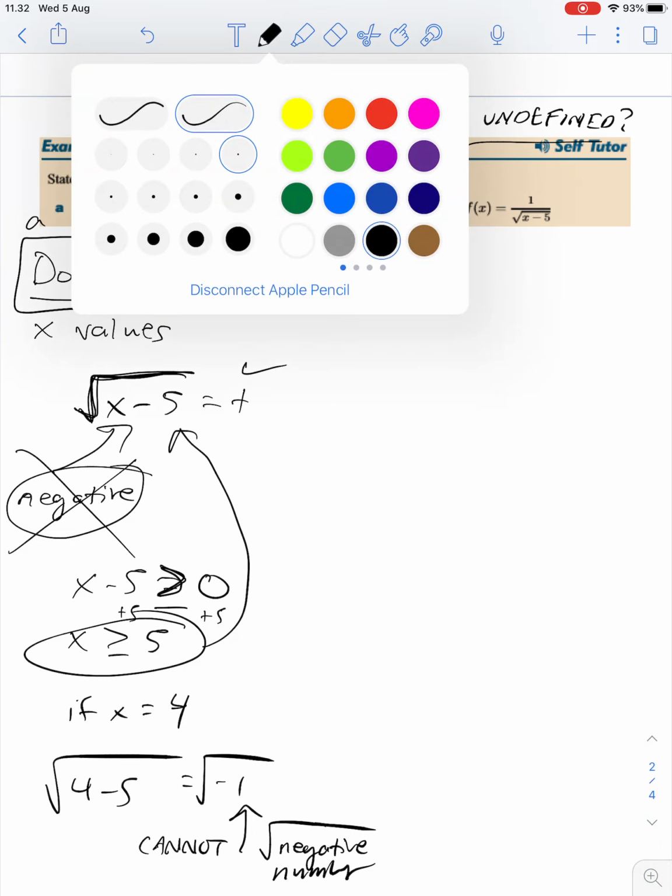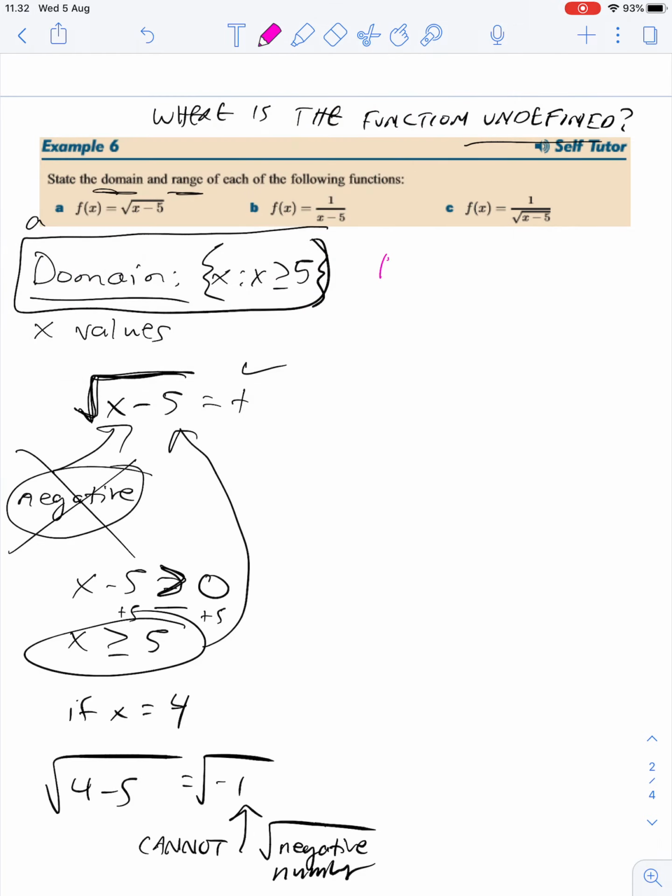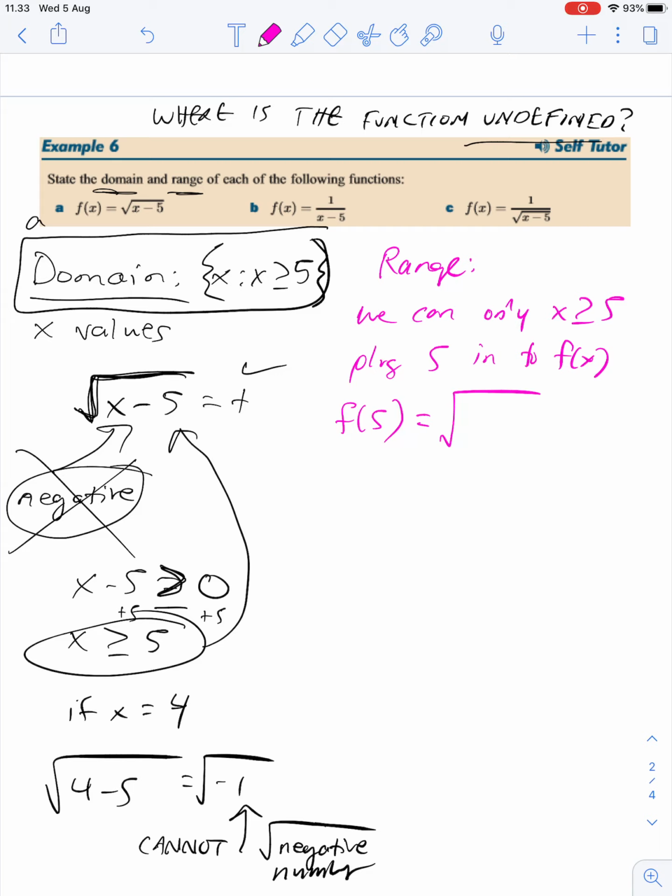All right, let's look at B, or let's look at the range. If we can only use x greater than or equal to 5, well, plug 5 into f of x, and we can find what our range is going to be. So f of 5 equals square root of 5 minus 5, which is 0. So f of 5 equals 0.